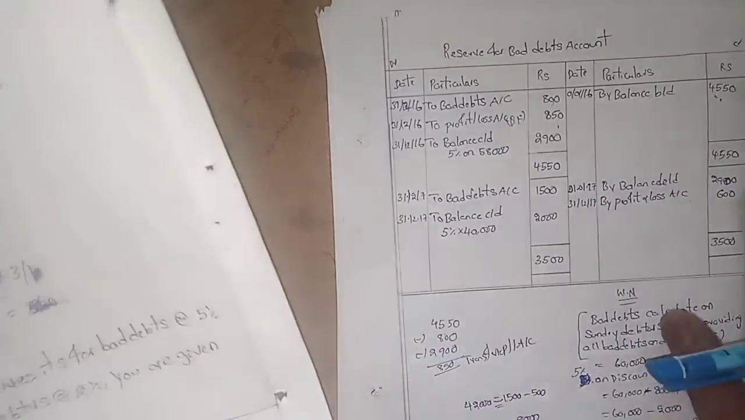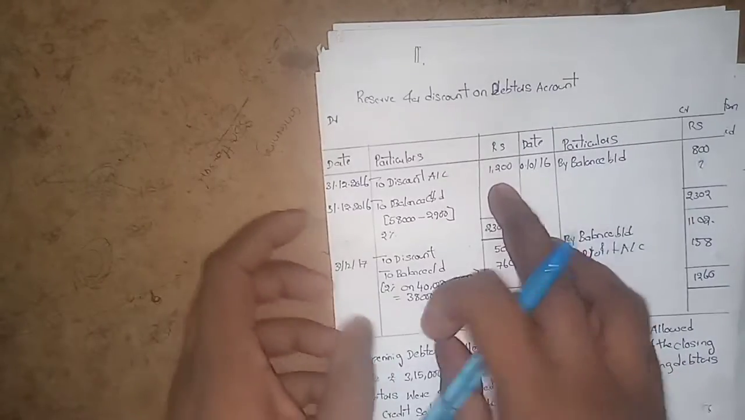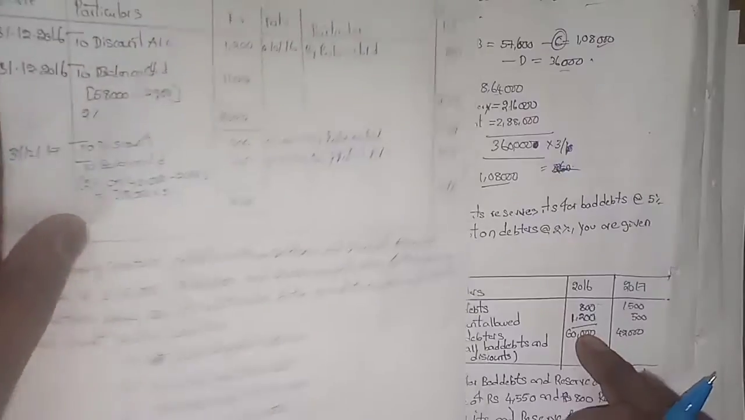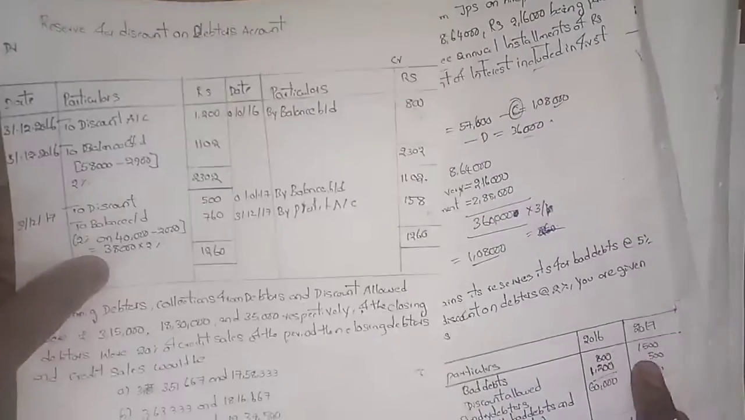So now we calculate the reserve for discount on debtors account. So now we calculate provision for discount, reserve for discount on debtors account. Already in the books 1,200. So discount allowed account, discount allowed 1,200. So balance brought down is 800.